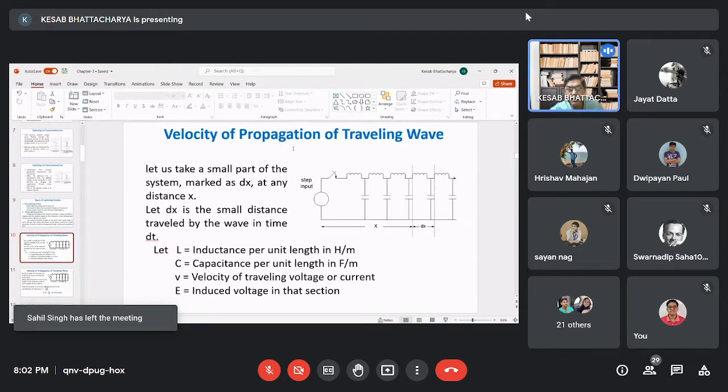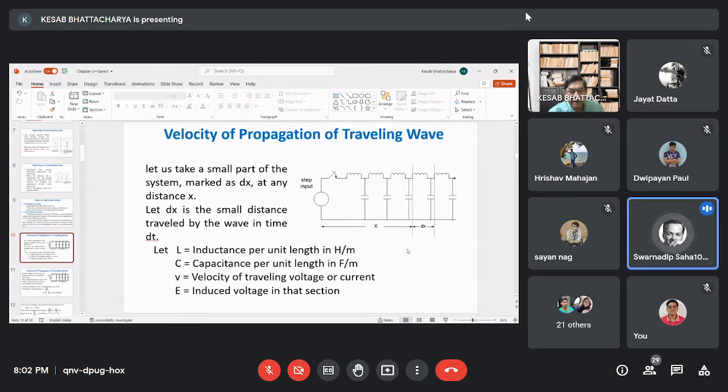Now, velocity of propagation of traveling wave. I think you have already studied this in power system. So just quickly go through the slides since you have already studied. I don't want to spend much time on it.